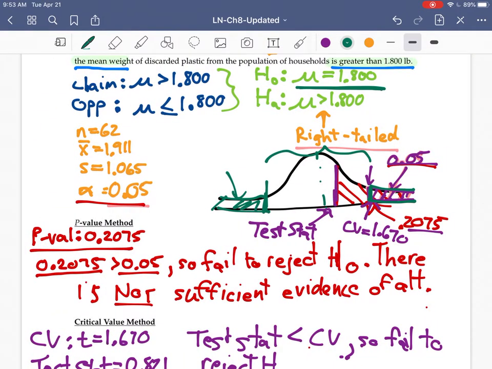All right, so next time we're going to take a look at a different example of doing a hypothesis test about a mean.